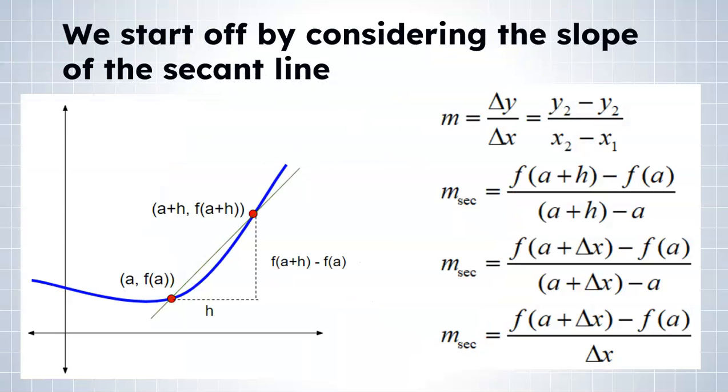All right, so we're going to do that with something that we call a secant line. So we start off by considering the slope of the secant line. Now let me break down what's going on. First, let's talk about slope. Everybody should know what slope is. Slope is change of y over change of x.